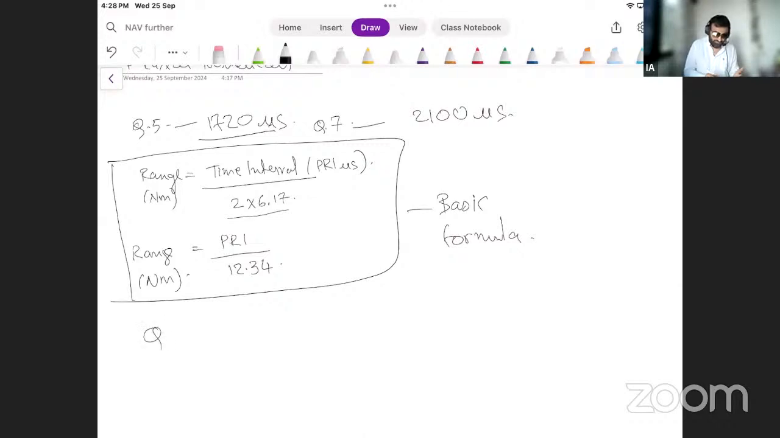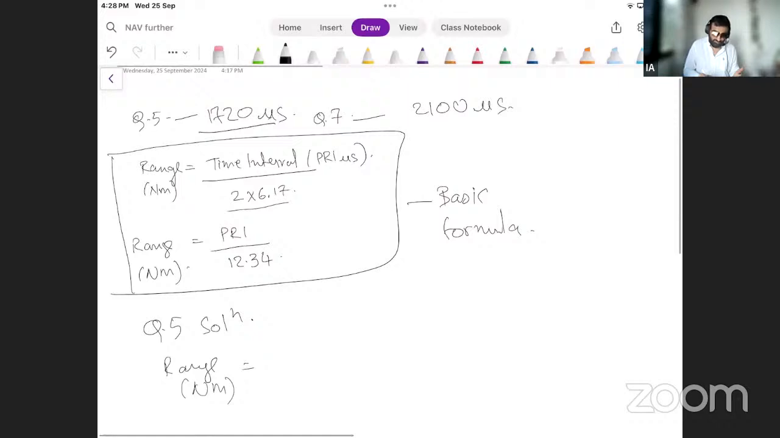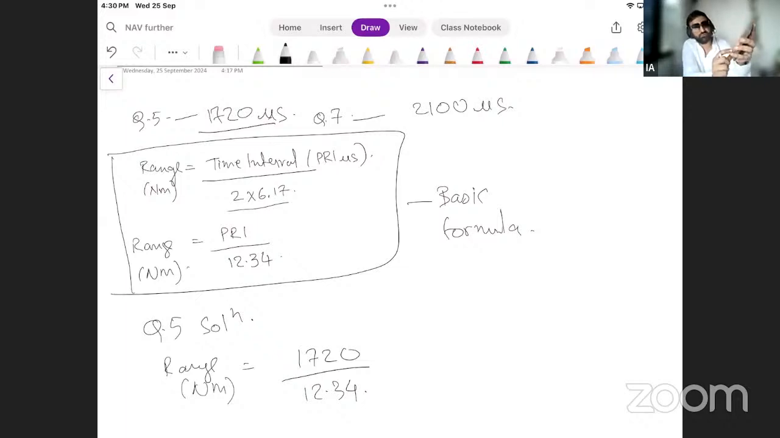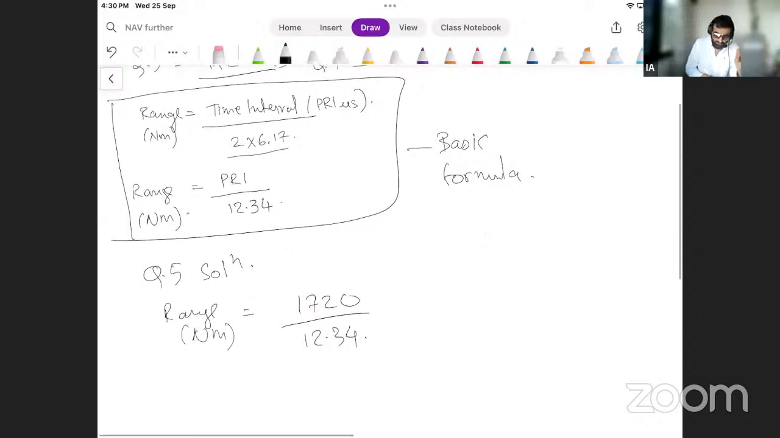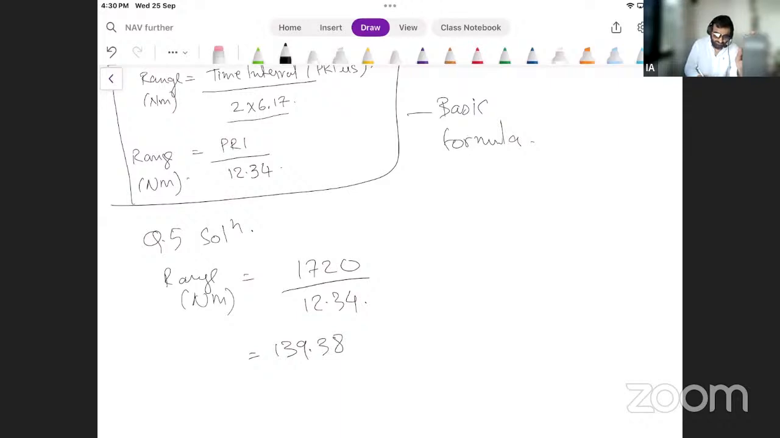So for question number 5, my solution is my range in nautical miles is equal to time interval 1720 upon 12.34. I am using a scientific calculator here. You just put 1720 divided by 12.34 and check your answer. You get your answer as 139.38. This is in nautical miles.